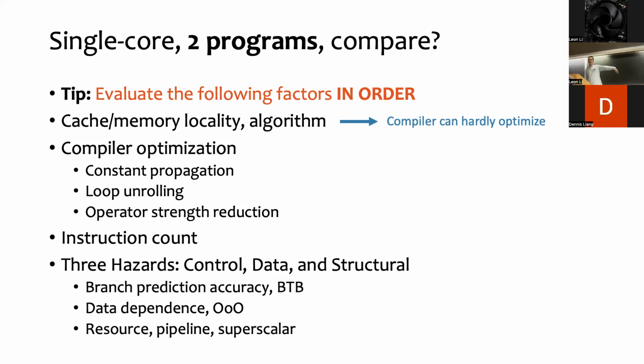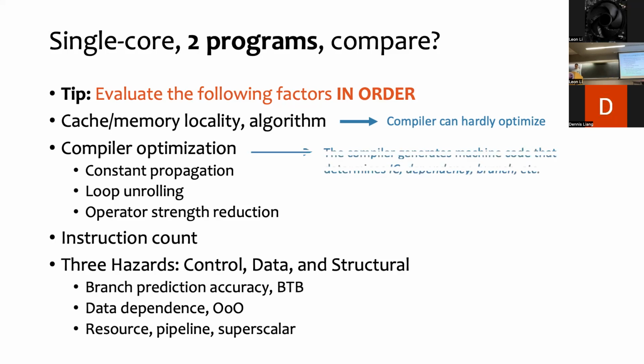But the assembly code is produced by the compiler, right? So the compiler has a great control over how many instructions you will have as the end result. It can perform all kinds of optimizations, like constant propagation, loop unrolling, and also reducing a high strength operation like multiplication to a lower strength operation like shift, right? And these will determine eventually the complexity of your instructions, and also instruction count. So CPI and IC, both of them will be affected by compiler optimization.